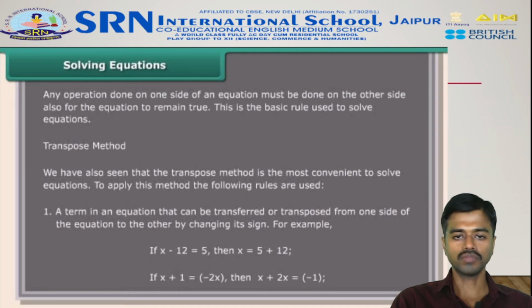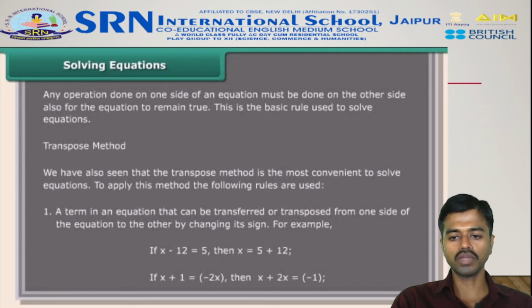Now how to solve the equation? Any operation done on one side of the equation must be done on the other side also, for the equation to remain true. This is the basic rule used to solve equations. So the important rule we are having is the transpose method. It means if there is something in LHS and we want to transpose it to the RHS, we need to do some operations. So the first rule in that category is: a term in an equation can be transferred or transposed from one side of the equation to the other side by changing its sign. So change of the sign is very important.